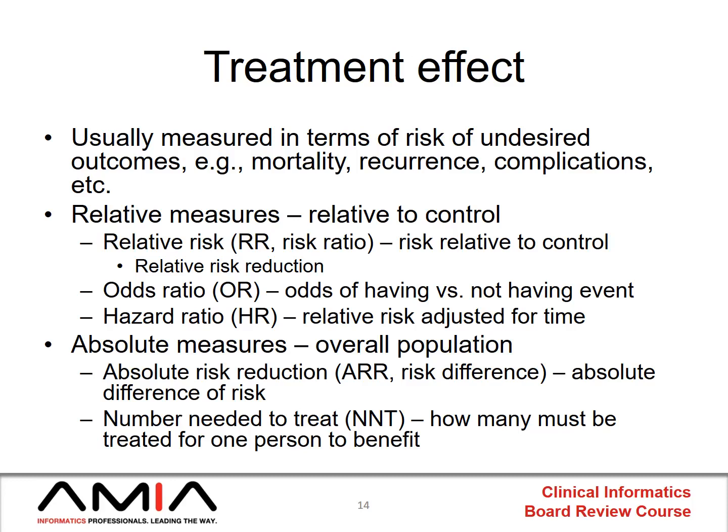From the absolute risk reduction, we'll see we can calculate the number needed to treat, and that is how many people must be treated or have the intervention for one person to benefit. If we work through the examples on these, we can see how they're calculated and get a better understanding of what they mean.